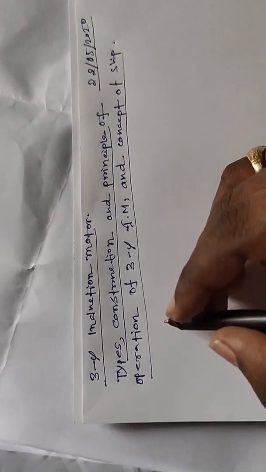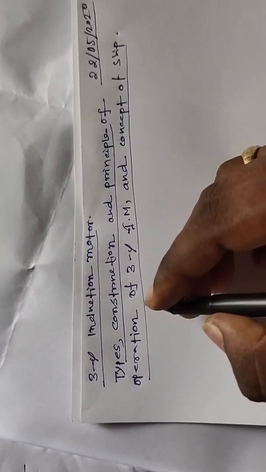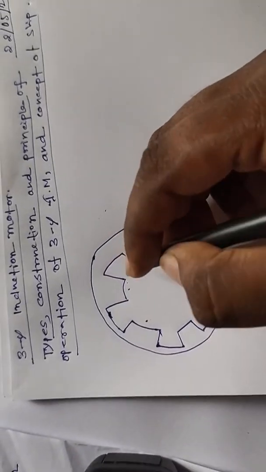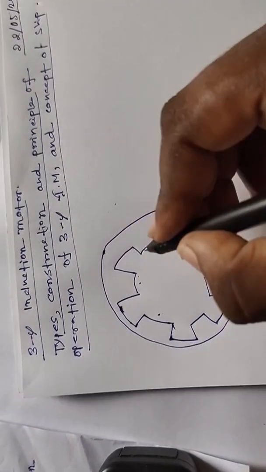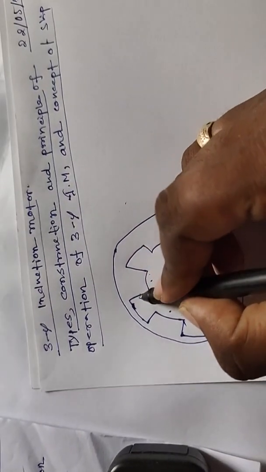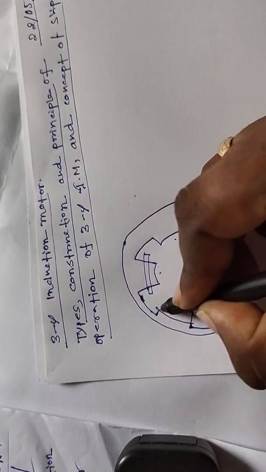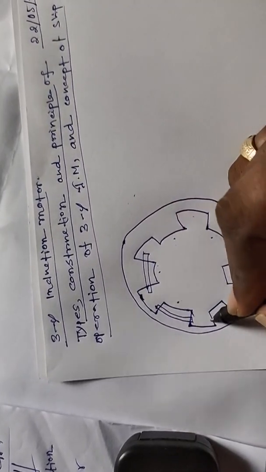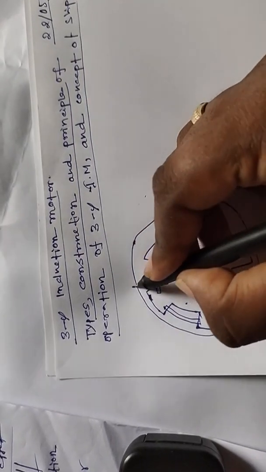So I will draw the three-phase induction motor parts. This is the construction. This is the frame. Here is the winding.